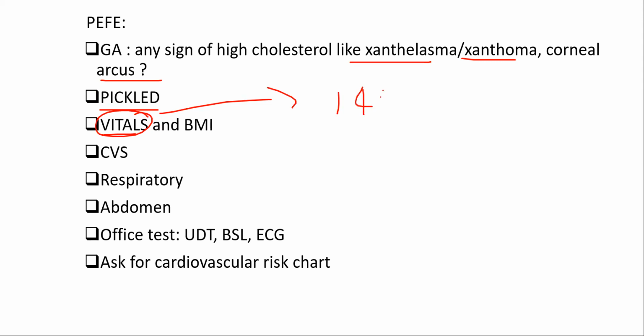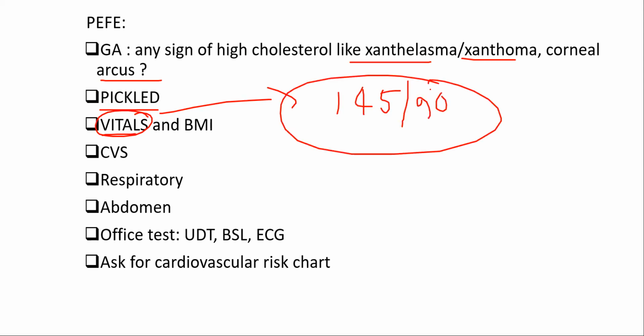In this case, I gave a blood pressure of 145/90. That's a risk, right? Because this patient is hypertensive. You can't say patient is having hypertension without doing another blood pressure checkup. Maybe in another week's time, you can do another blood pressure.